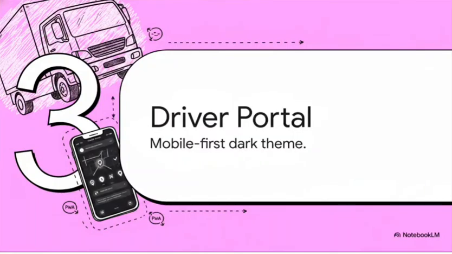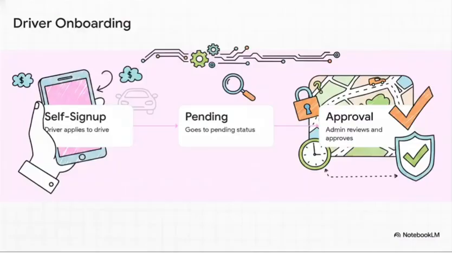Next up, Section 3, the driver portal, built with a mobile-first dark theme. Let's look at the actual onboarding pipeline for new drivers hitting the road. It's strict, but beautifully simple. Step 1, the driver completes a self-sign-up. Step 2, that application automatically goes into a pending status, where they can't access any routes at all. Finally, Step 3, a human admin reviews and approves the application. It ensures total security and quality control before anyone is ever handed a route.